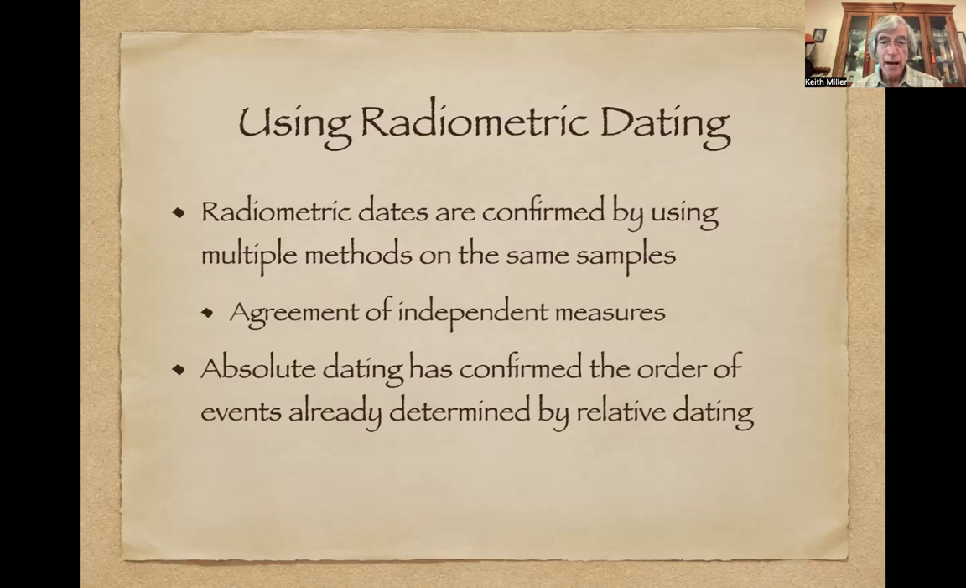Absolute dating has confirmed the order of events already determined by relative dating. So remember, relative dating is just putting things in order: this came first, then this happened, then this happened. So we already knew the order of events roughly from relative dating. Radiometric dating comes along and actually allows you to put actual numbers on that. And the numbers are consistent with that relative order. So it confirms the relative dating that was done earlier.